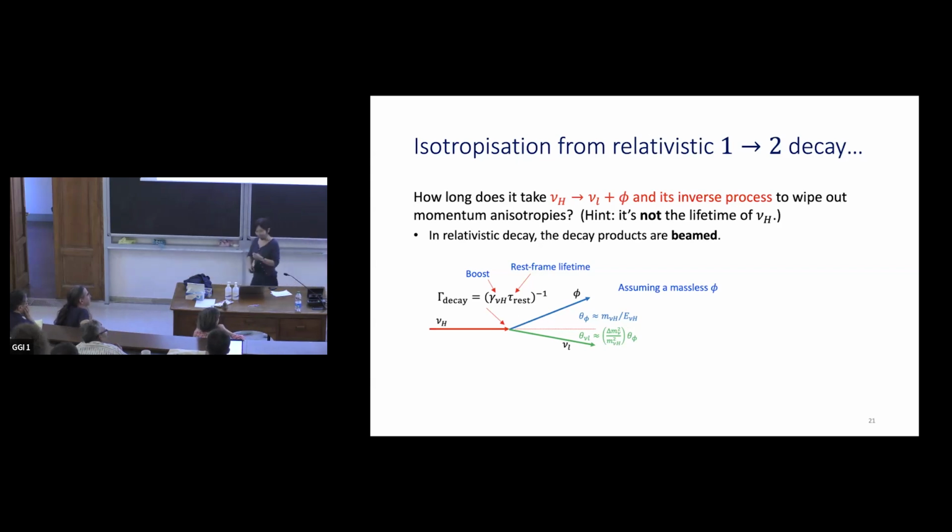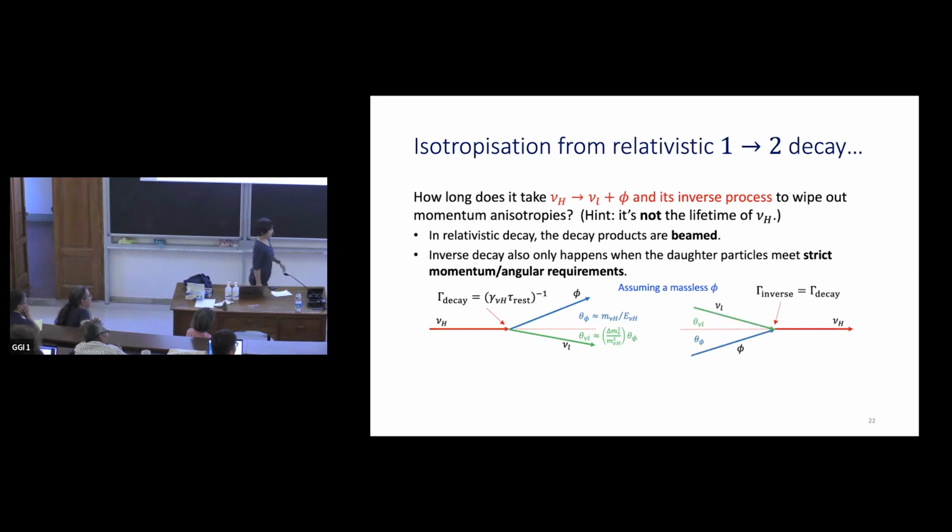Now, you can also ask what's the emission angle for the lighter neutrino. As it turns out, if it's massless, then it will be exactly the same as theta phi. But if it's massive, you have a further suppression of this emission angle. So these angles are tiny if your decaying neutrino is very fast. Similarly, if you look at what happens in the inverse decay process, the phi particle and the lighter neutrino have to have exactly the right kind of momentum, and they have to meet at exactly the right angle before they can combine to form a heavier neutrino.